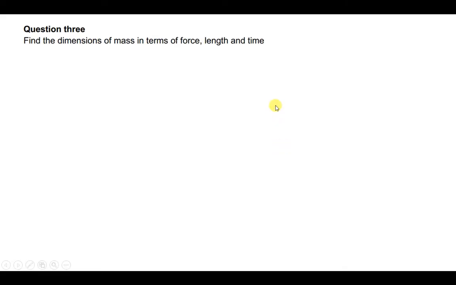Alright, so the question is find the dimensions of mass in terms of force, length and time. So this one is also a question from dimensional analysis. So they're saying we find the dimensions of mass in terms of force. The force, say, will be raised to the power x, and then the length will also be raised to the power y, and then the time will also be raised to the power z.